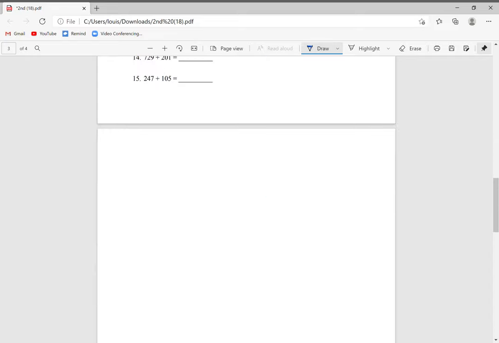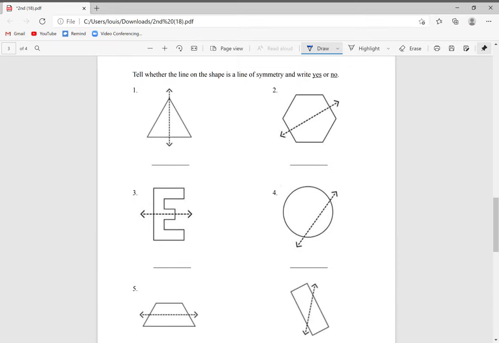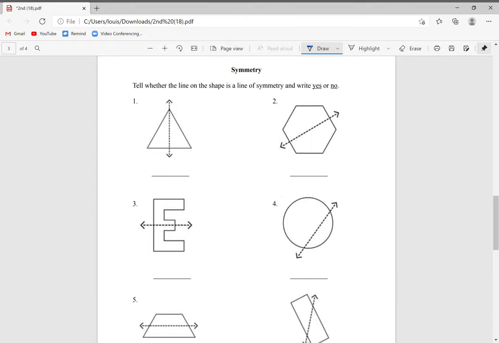Alright, let's move on. Symmetry. Tell whether the line of shape is a line of symmetry and write yes or no. Now, what a symmetry is basically, if a shape can be closed onto itself. So what I mean by that? If I were to fold, let's take a look at number 1. If I were to fold this shape on the dotted line, so let's say this triangle, what it would get is the exact same side.